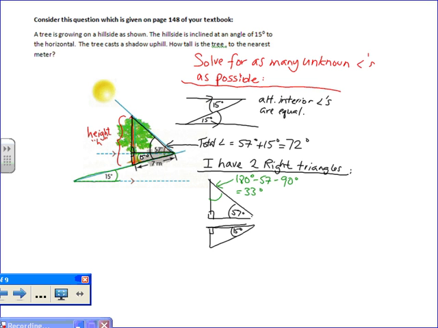So let's go ahead and fill that into our triangle. So that's 33 degrees. And I could go up to my diagram and put that in right here. So this is a 33-degree angle.